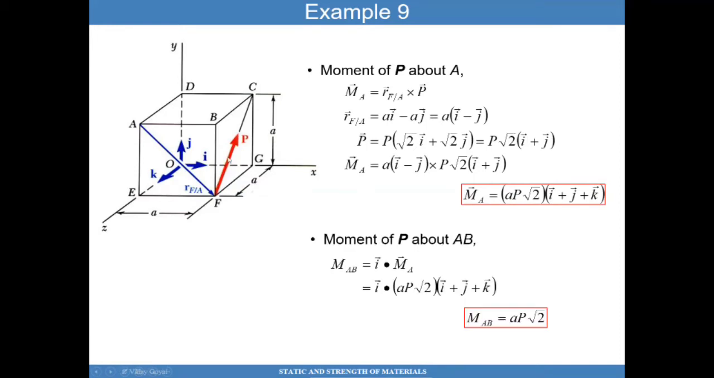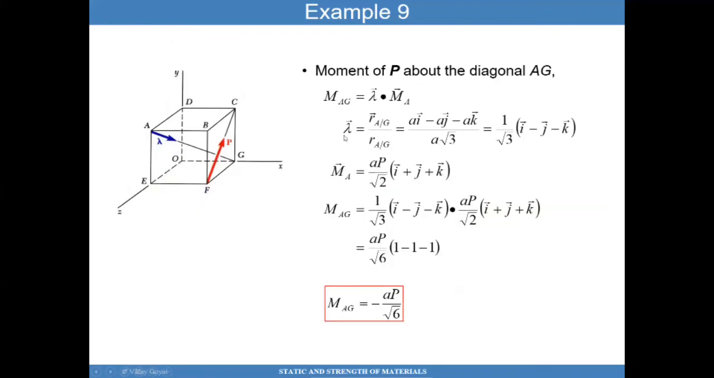What about the moment about AB due to this force P? Well, basically what we want to do is take this moment and find the dot product along the vector AB. The unit vector that goes from A to B is i hat, and so therefore i hat dot MA, this vector MA that we calculated, will give you the moment about this axis AB. What about a more complicated one? From A to G, what kind of moment does this force P impart about AG?